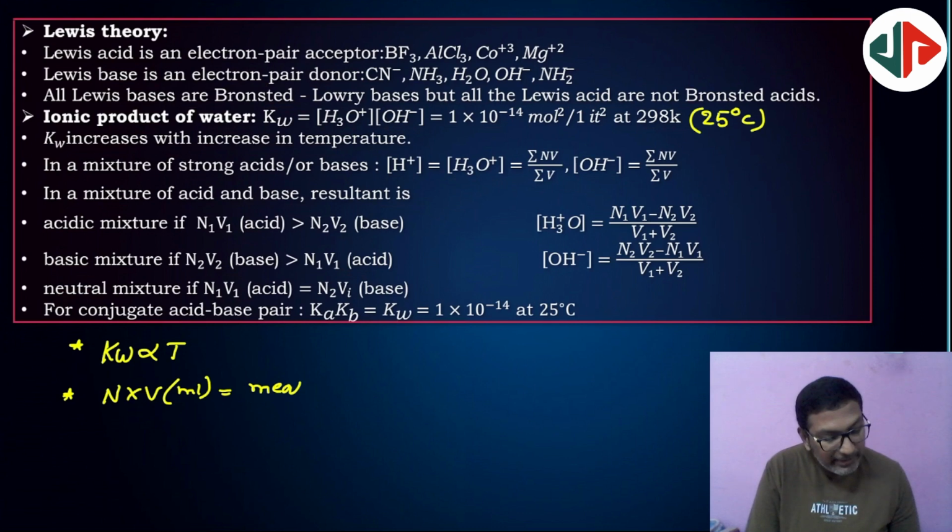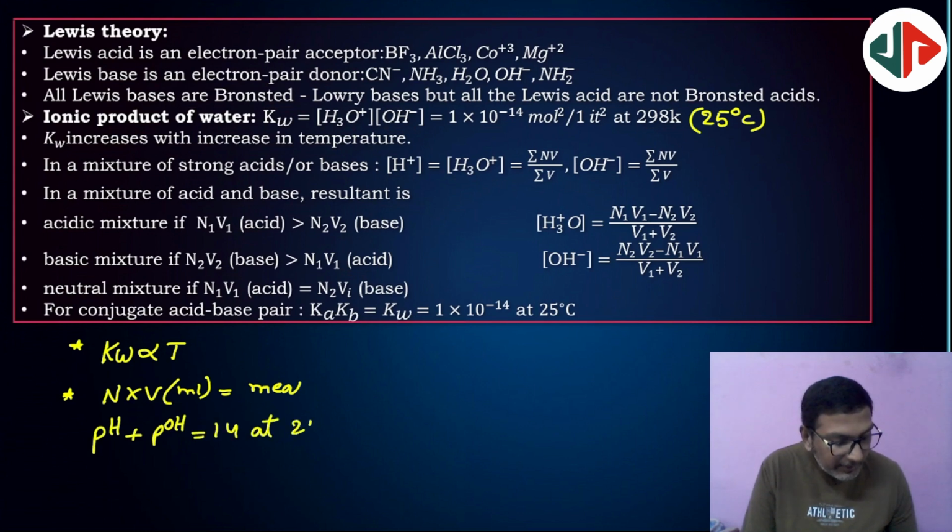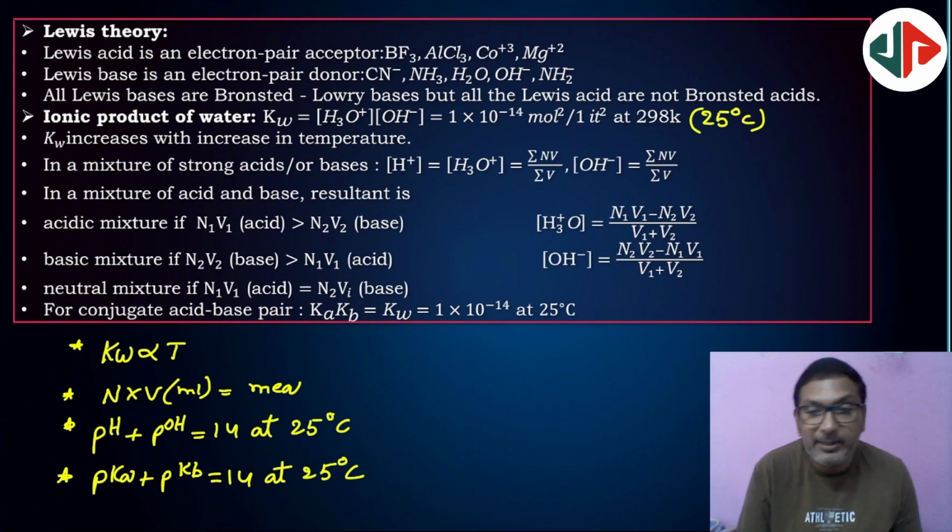So for a conjugate acid-base pair, you can write Ka into Kb equal to Kw, 10 power minus 14. Or pKa plus pKb equal to 14 at 25 degrees centigrade. Here remember these two: pH plus pOH equal to 14 at 25 degrees centigrade, and pKa plus pKb equal to 14 at 25 degrees centigrade. For problems, these two are very, very important.